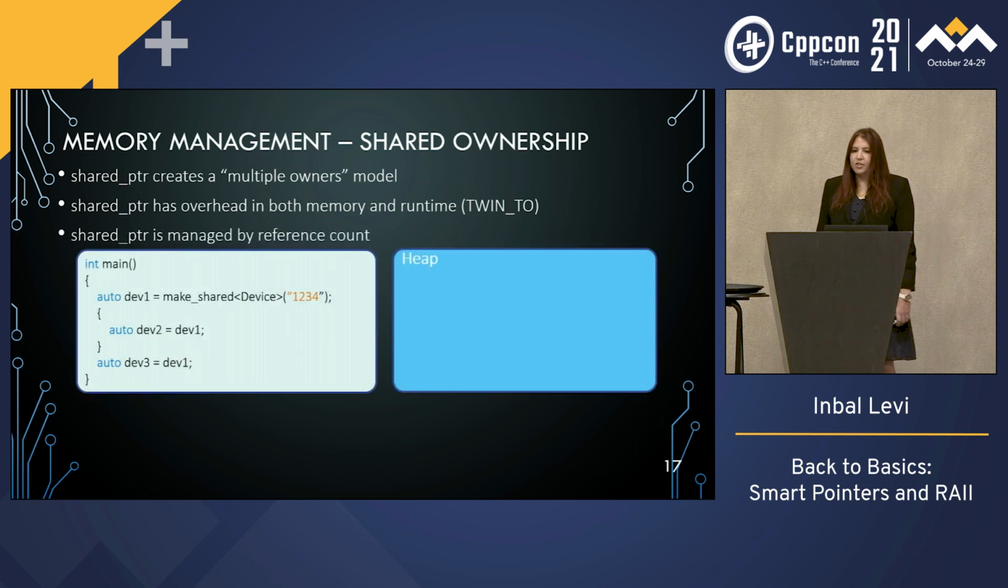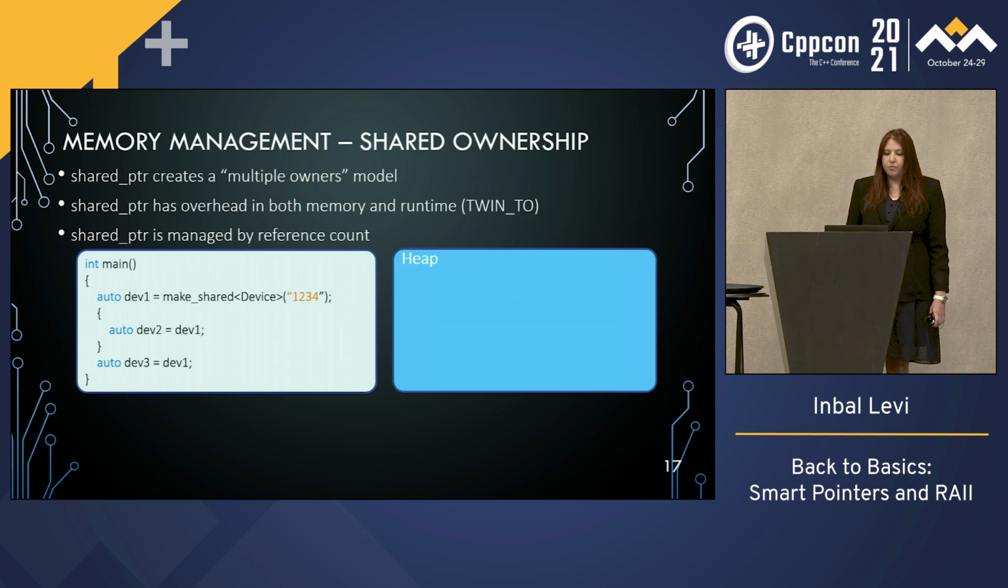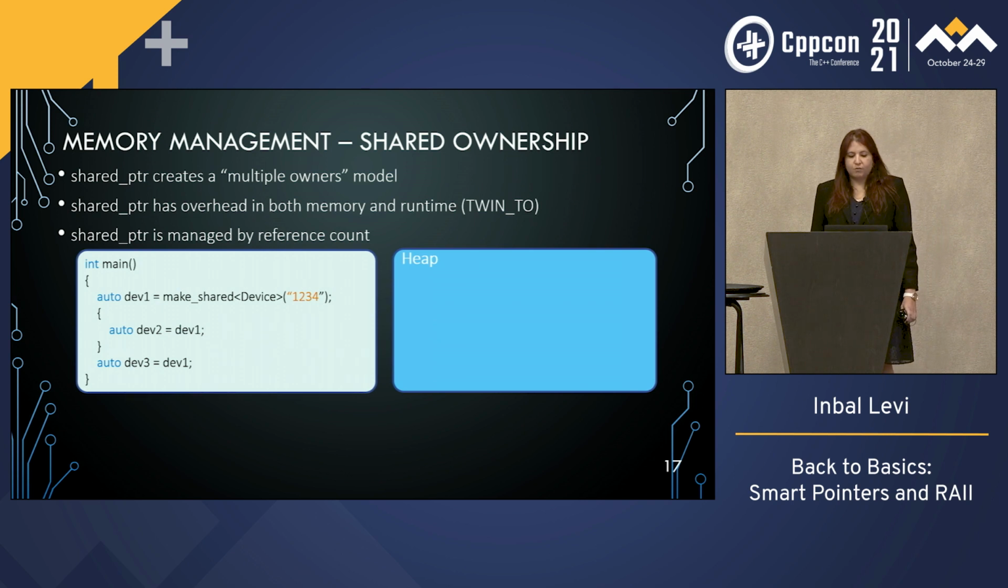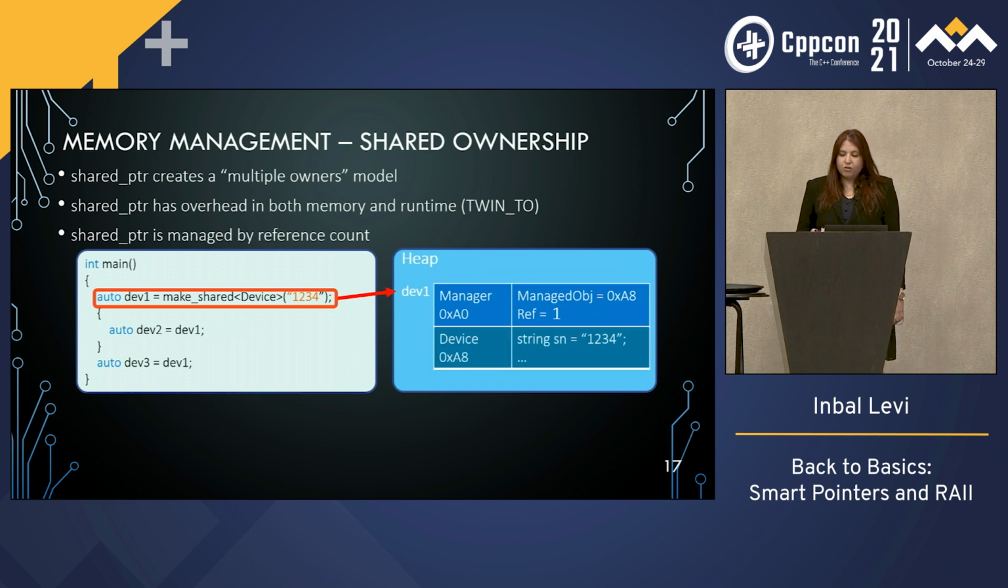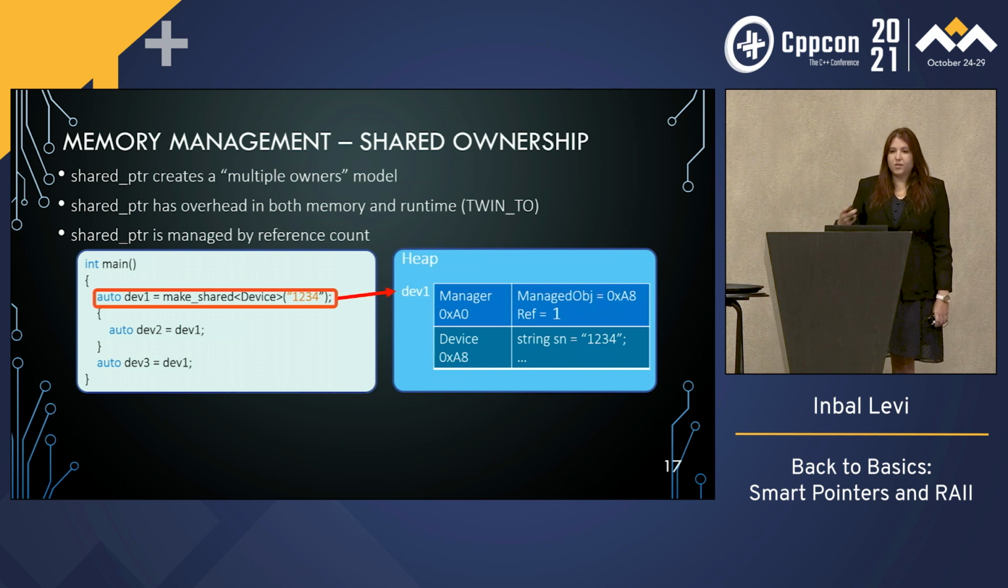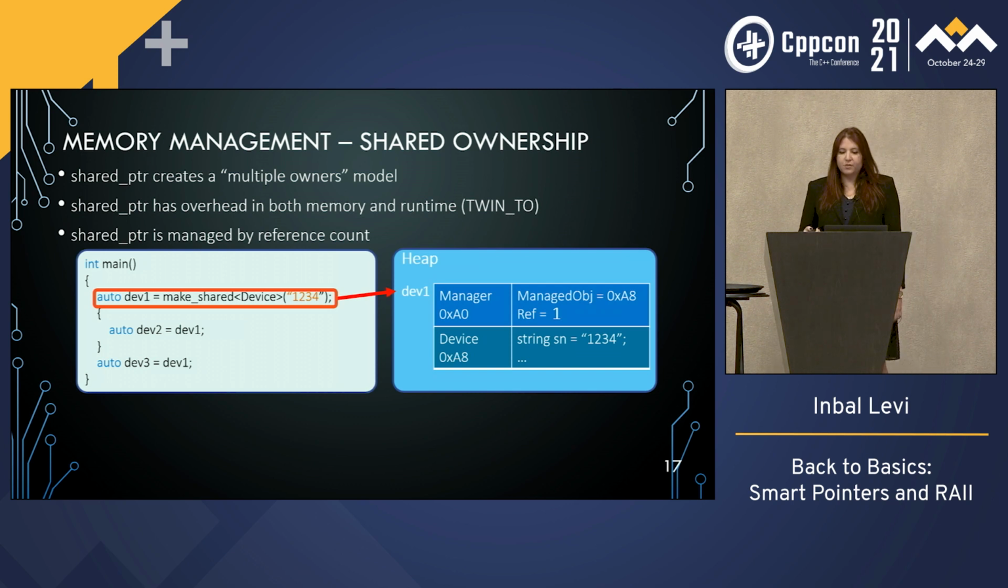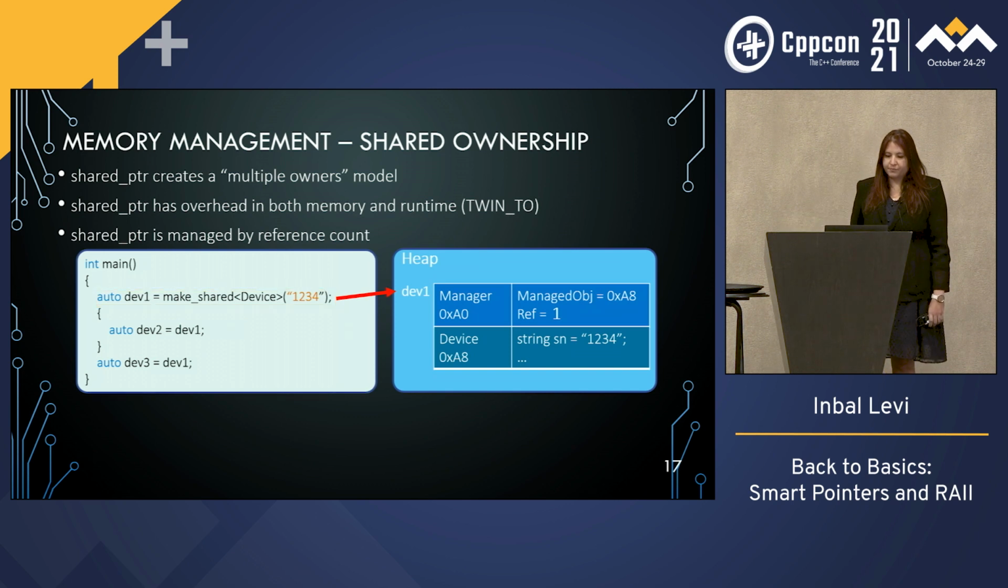So let's look at how shared pointer works. Basically, a shared pointer works by managing a reference count. So we have dev one, a device. We create a shared pointer for that device and we initialize it. And then we get a heap allocation for the manager and of course our object. And the manager, which is the part of the shared pointer that is responsible for managing this ownership, has a pointer to our object.